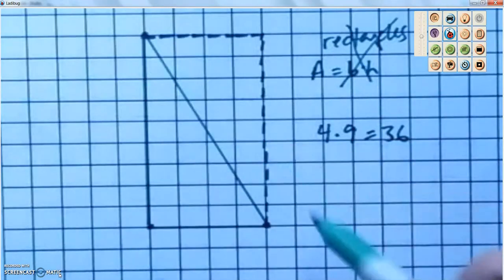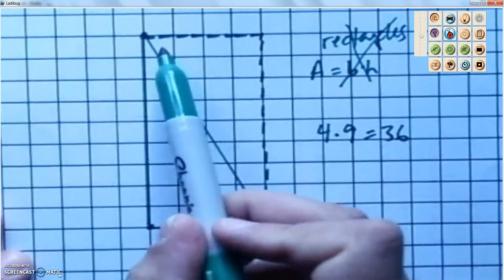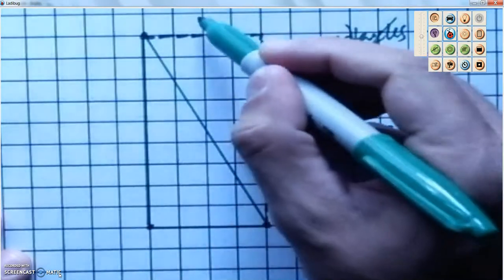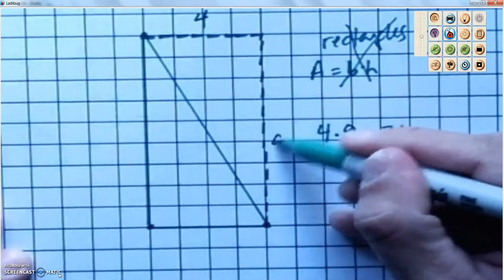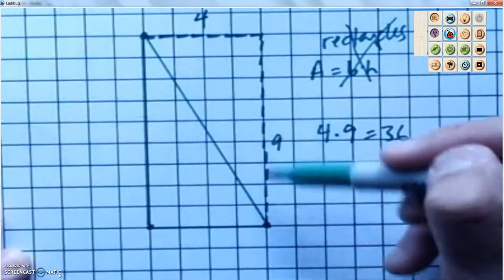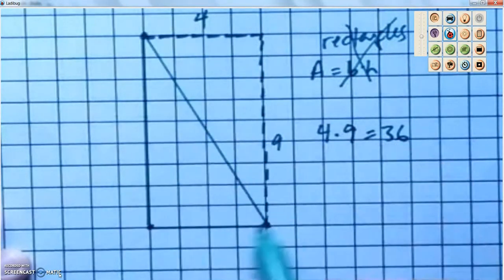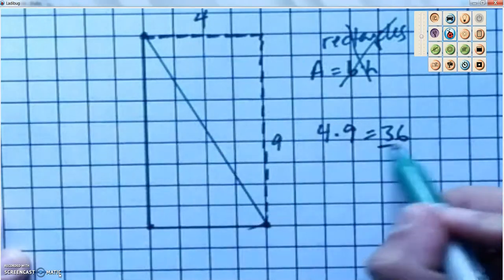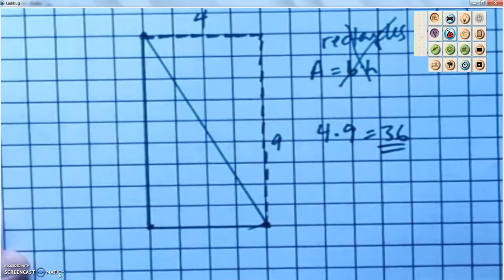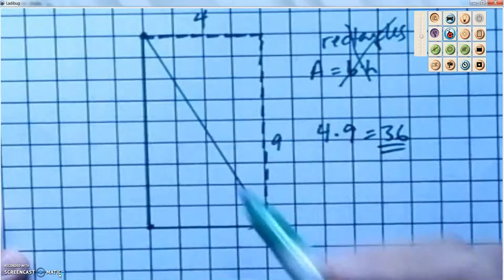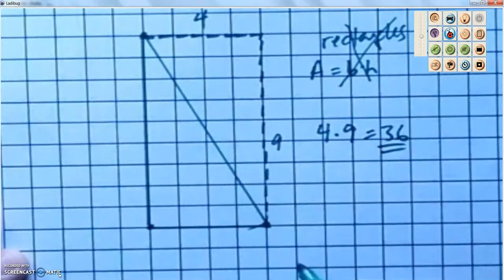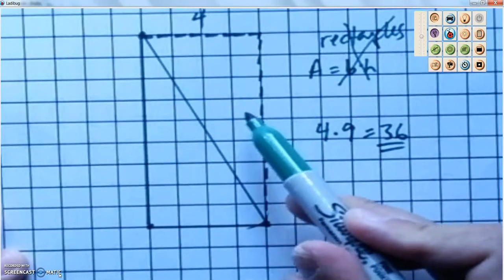Because now if you ignore this part through the middle here, there are 1, 2, 3, 4 this way by 9 this way, which means if I counted them all up, as I already did, or use the formula, I know that this rectangle has an area of 36. And if I know that that rectangle has an area of 36, well, this cuts it in half. There's half here and there's half here.